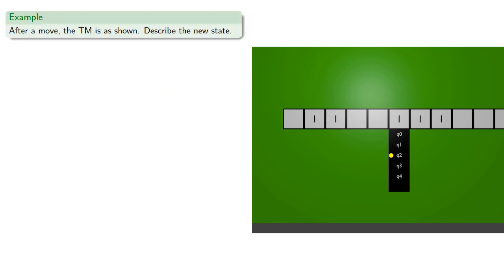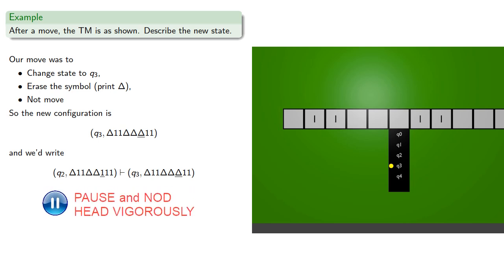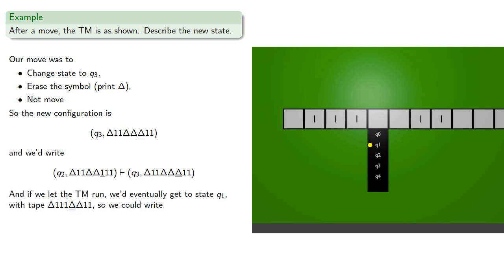So suppose we let our Turing machine make one move. We can try to describe the new state, and we see that our move was to change the state to Q3, erase the symbol, in other words, we printed delta, and we didn't move, so our new configuration is, and we'd write that our initial position derives the new position in one move. And if we let our Turing machine run, we'd eventually get to some state Q1, where our tape looked like this, and so we could write from our position, we eventually get to this position.